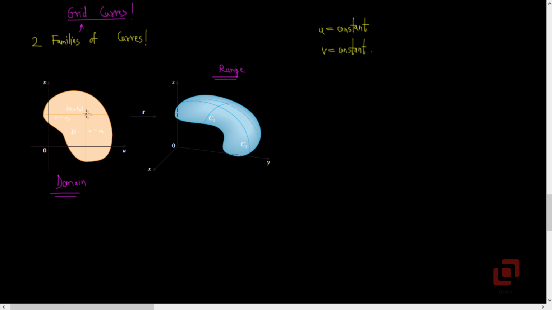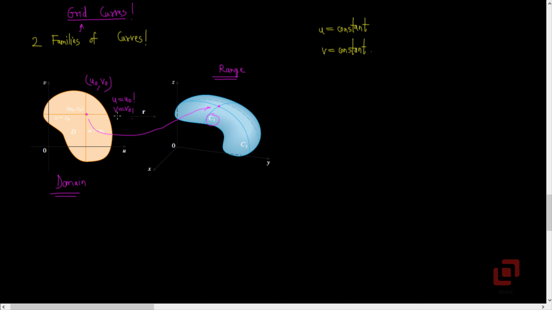Let us pick one point inside the region. Let its coordinates be u0, v0. Can we say that this point is the point of intersection of two lines, u equal to u0 and v equal to v0? Yes, we can say that. Now let us see the image of this point in R3. It's this point here. As already discussed, if u takes the constant value u0, it gives us a curve which is one of the many grid curves. Let it be C1.